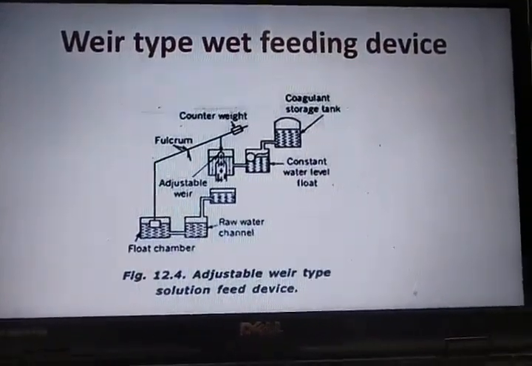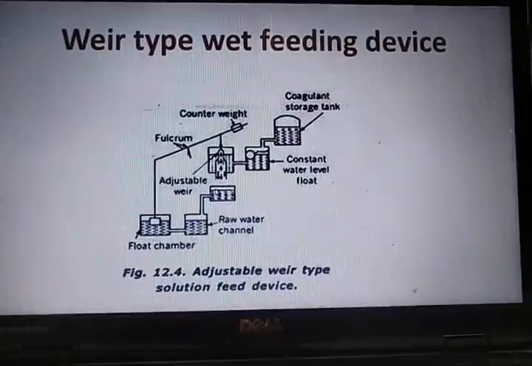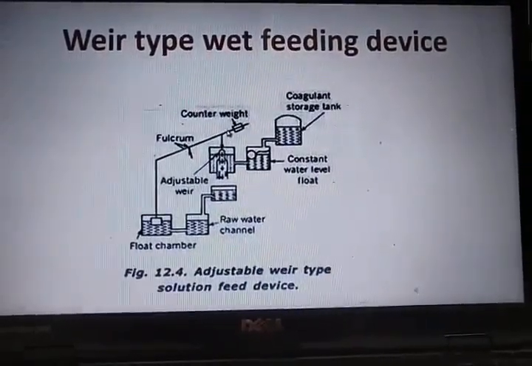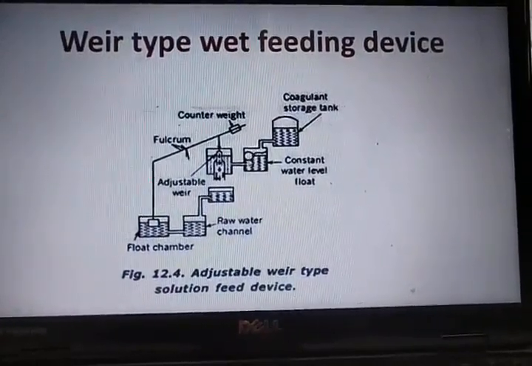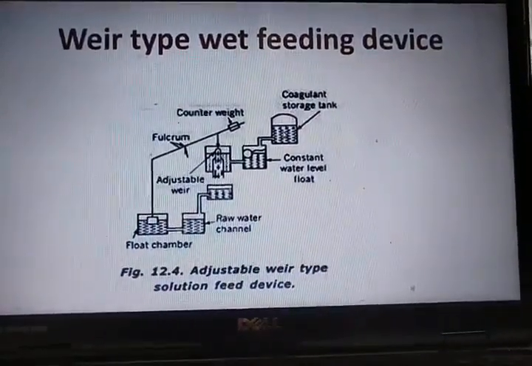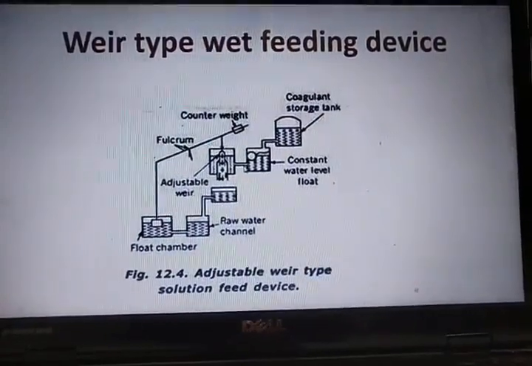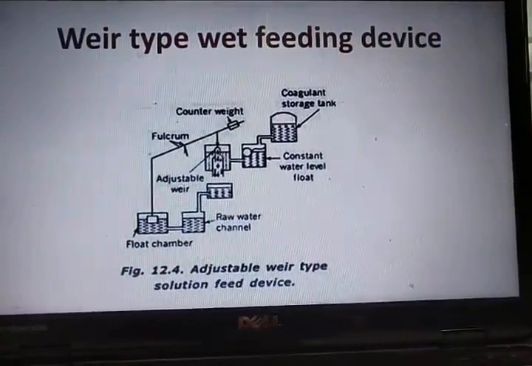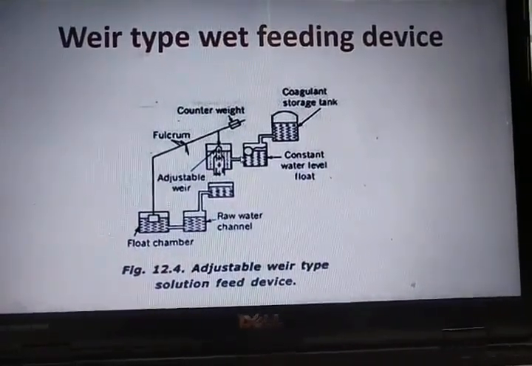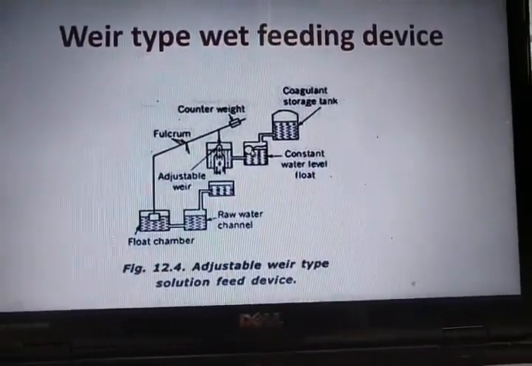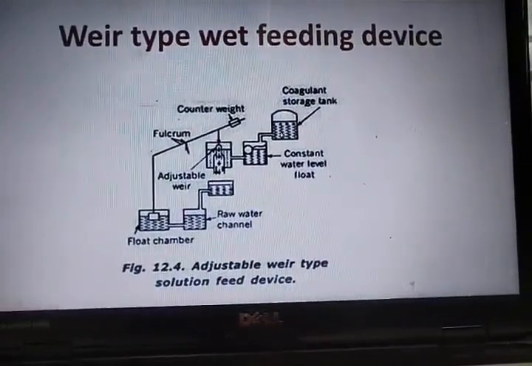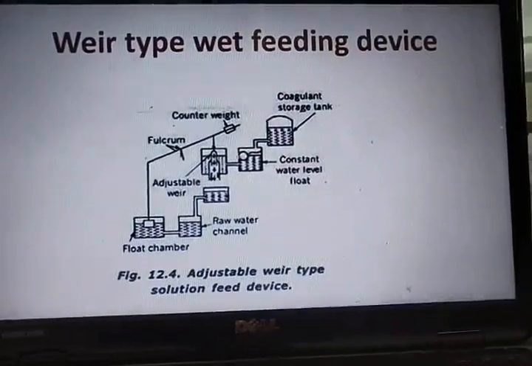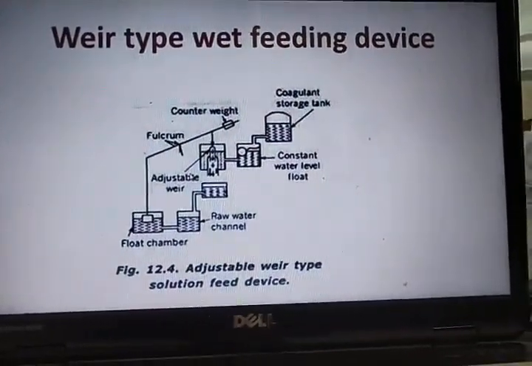So if the raw water flow is more in this, then naturally what happens, this weir will have more opening, and because of that this float rises, and accordingly it will release more amount of coagulant. Similarly, if the flow is less, the weir will come down and the float will have the relatively less opening and the coagulant flow will be less. So this is how this system works.